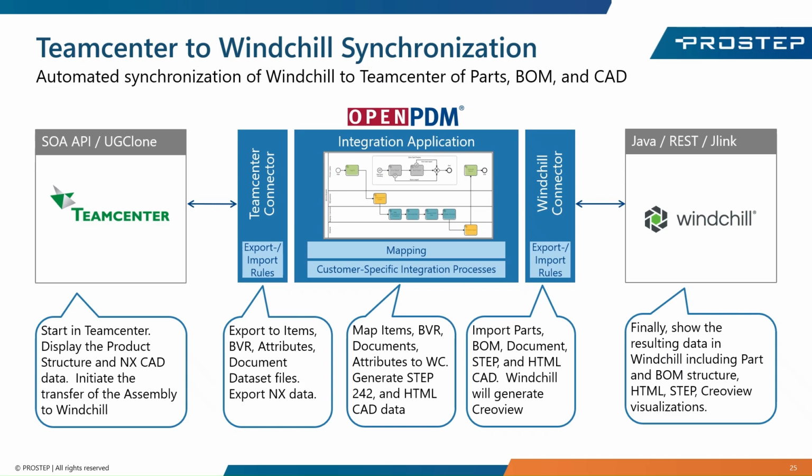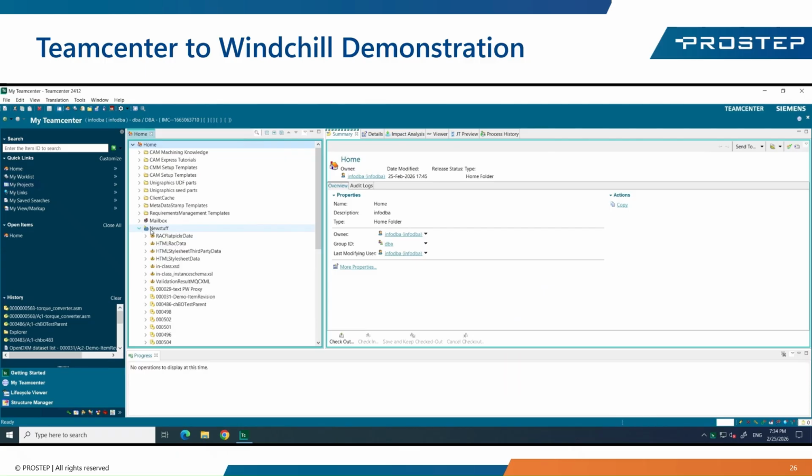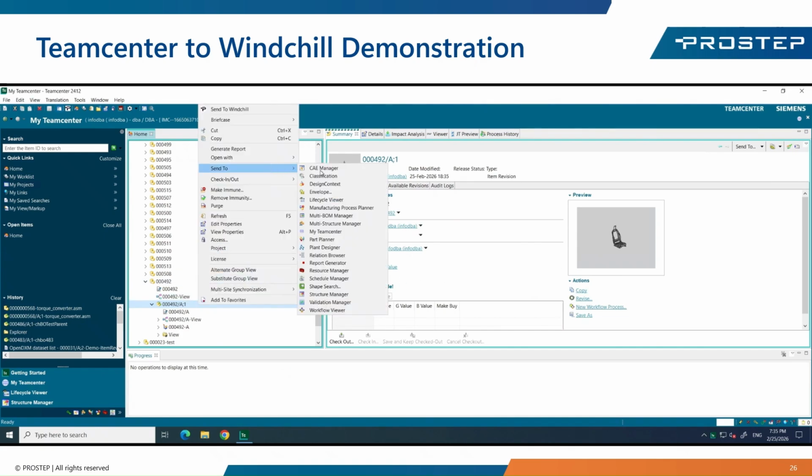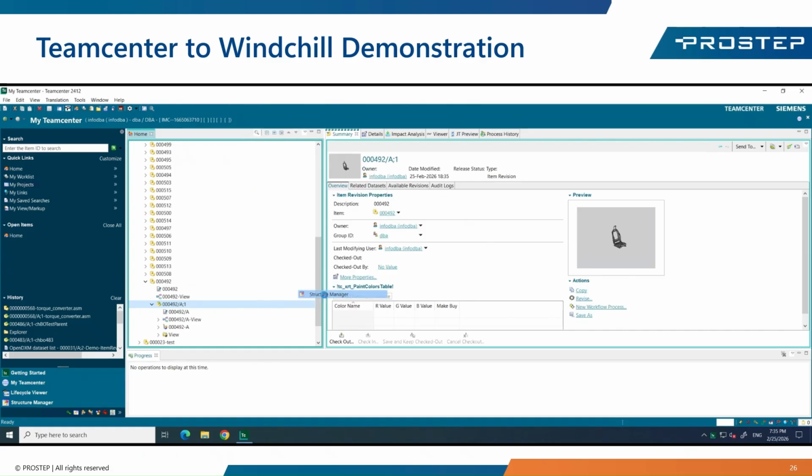And we'll show the resulting data within Windchill that includes the parts, visualization and STEP data, everything you would need in order to have that synchronization into Windchill. So we start within Team Center, and we're going to then load up this assembly. Just like the last demonstration, we're going to open the assembly up and show the structure view, show the visualization of it, open it up in NX, and then you can see the CAD data.